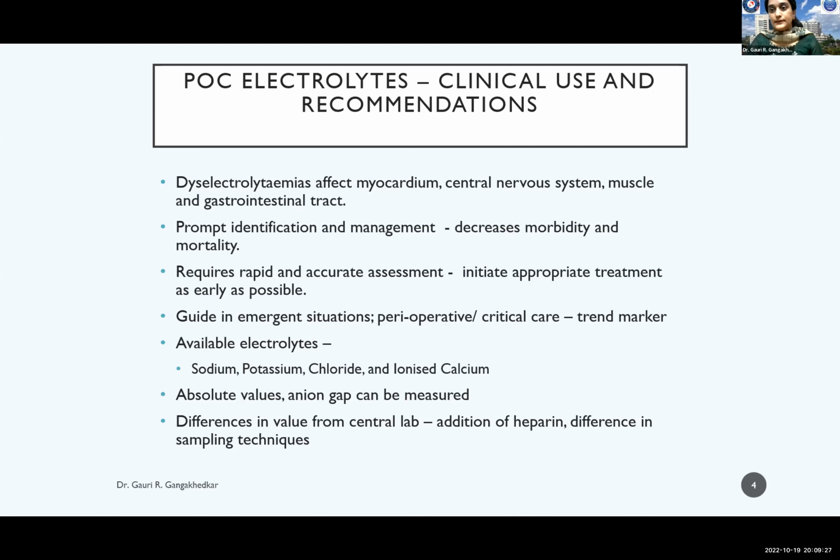So largely, POCTs for electrolytes come from our blood gas analysis. Absolute values for these can be measured, and these electrolytes would also be useful in calculating the anion gaps. Now, what we have to take into account is that no matter what you do, there is a difference in the values with the currently available technologies and the skill set that we have between the values that are calculated by ABG and those calculated in the lab. The proposed differences between these values come from the possible addition of heparin and the difference in the sampling techniques.